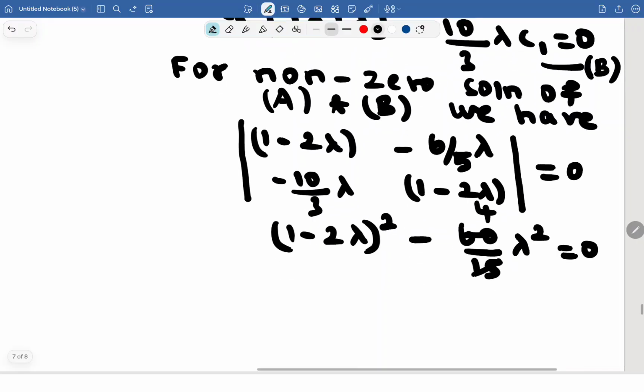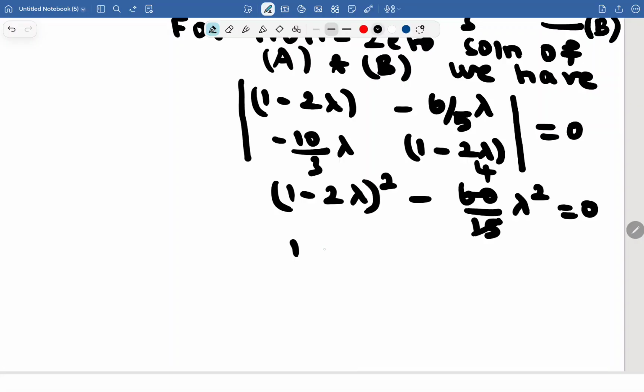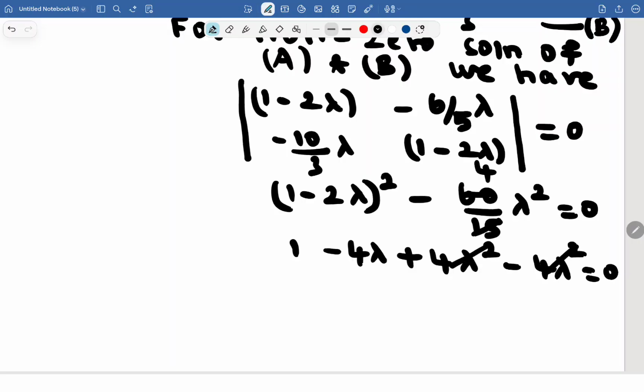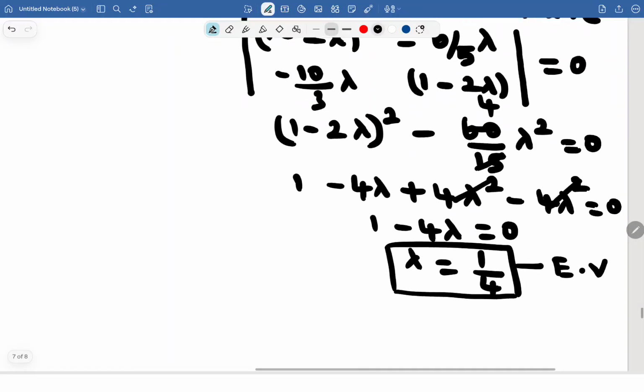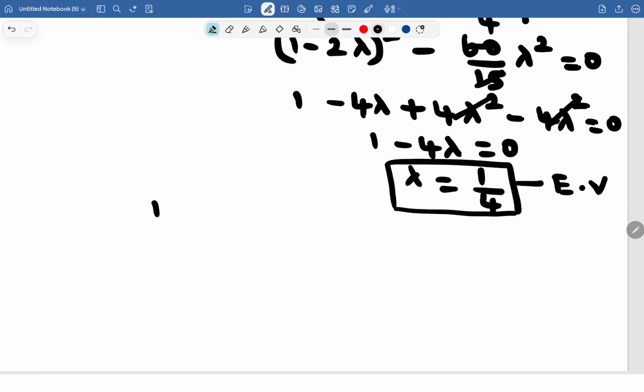Simplification, it becomes 4. 1 minus 4 lambda plus 4 lambda square minus 4 lambda square equal to 0. 4 lambda square minus 4 lambda square cancel. We will get 1 minus 4 lambda equal to 0. Lambda is 1 by 4. This is our eigenvalue. For this eigenvalue, we have to find eigenfunction.